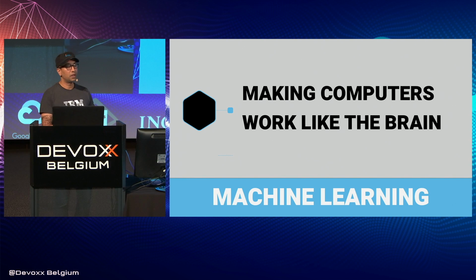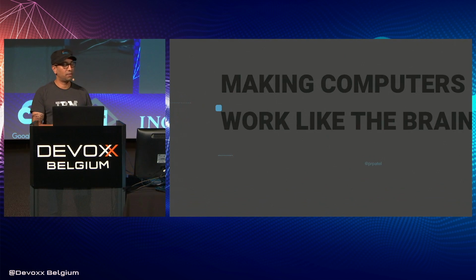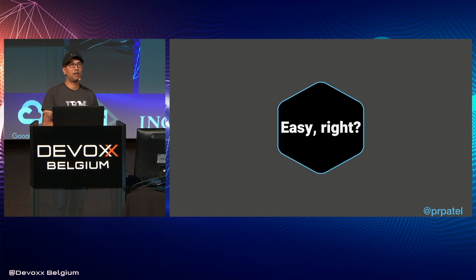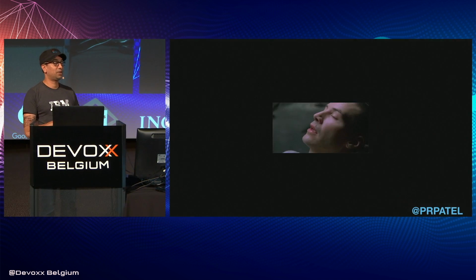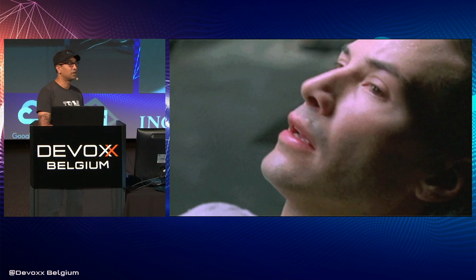Again, I know several people in this audience have already done some machine learning, but for those who haven't, we'll cover this quickly. So machine learning: making computers work like the brain, right? That's what it's supposed to be like, or that's what the basic premise is. And it's easy, right? Maybe? I don't know. I don't see anybody saying yes or no so far, but it's definitely a little bit more complex than writing a standard CRUD application.